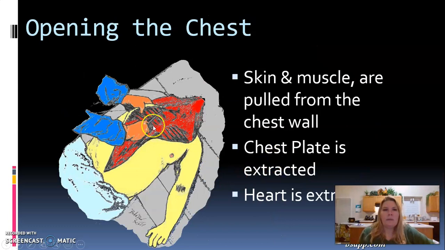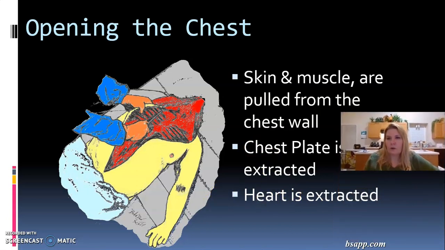So here it is, kind of showing you as you pull away on that Y incision, you'll have the flaps that open out to either side, and then the flap at the top kind of gets pushed up over the person's neck and chin area. And that allows you to get in there and take the chest plate out. So you're going to extract the chest plate, and that's where you're going to get to all of the internal organs. You usually start with the heart, okay?